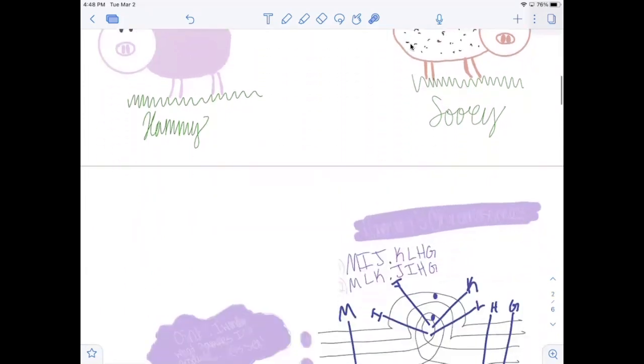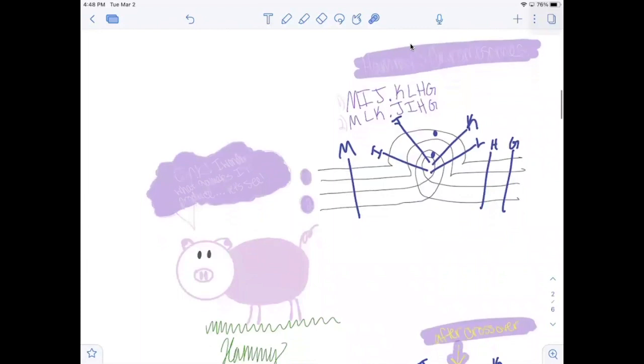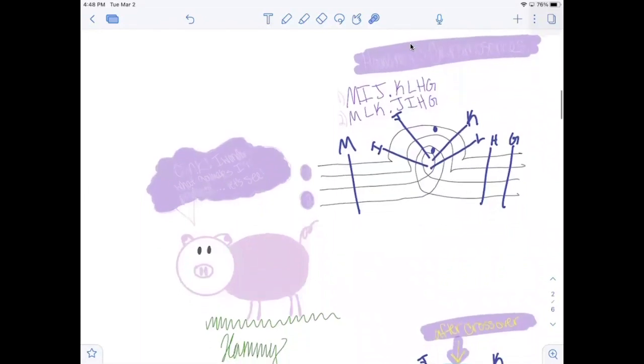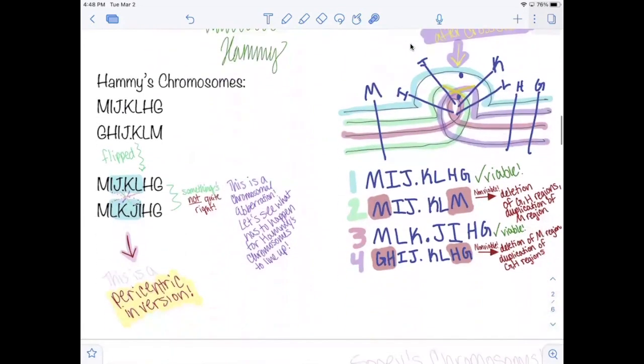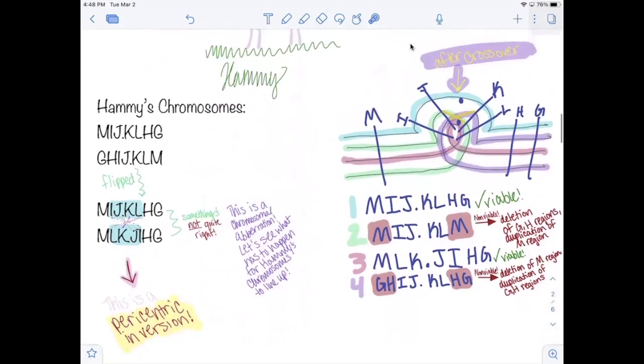Let's get started. First, we will examine Hammy's chromosomal pathway, where we see that in order for the genes to line up, we must form an inversion loop after flipping the second chromosome to align the first region, which is M. It is important to note that the regions in the midst of Hammy's chromosomes that are flipped or inverted include the location of the centromere, which makes this chromosomal aberration called a pericentric inversion.